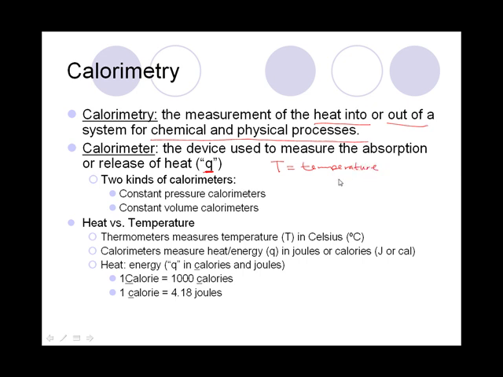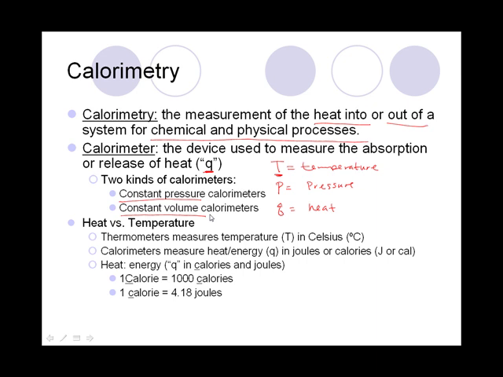Like I used T before in the gas unit. When I used P before, we were talking about pressure. And now when we say Q, Q is always going to represent the amount of energy or the amount of heat that is either released or absorbed by the system. There are two kinds of calorimeters. There is the constant pressure calorimeter and there's the constant volume calorimeter.